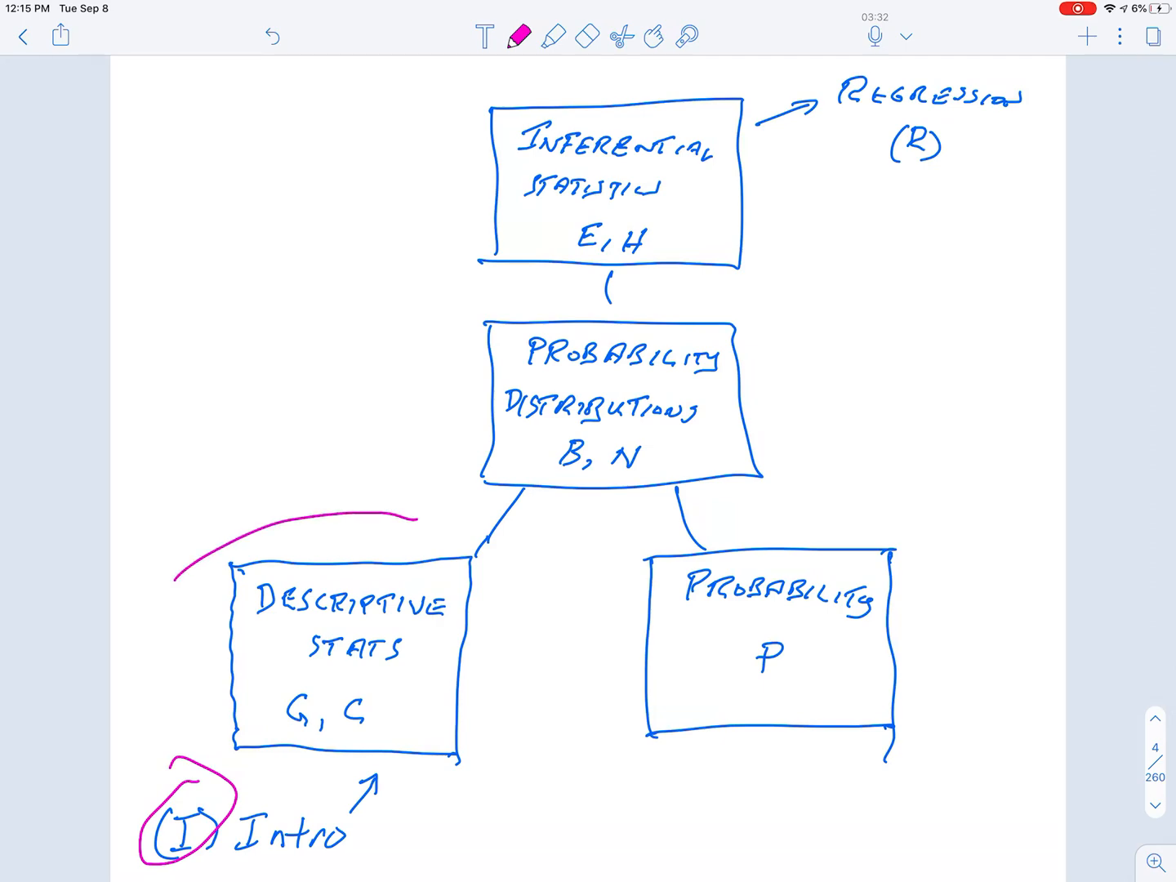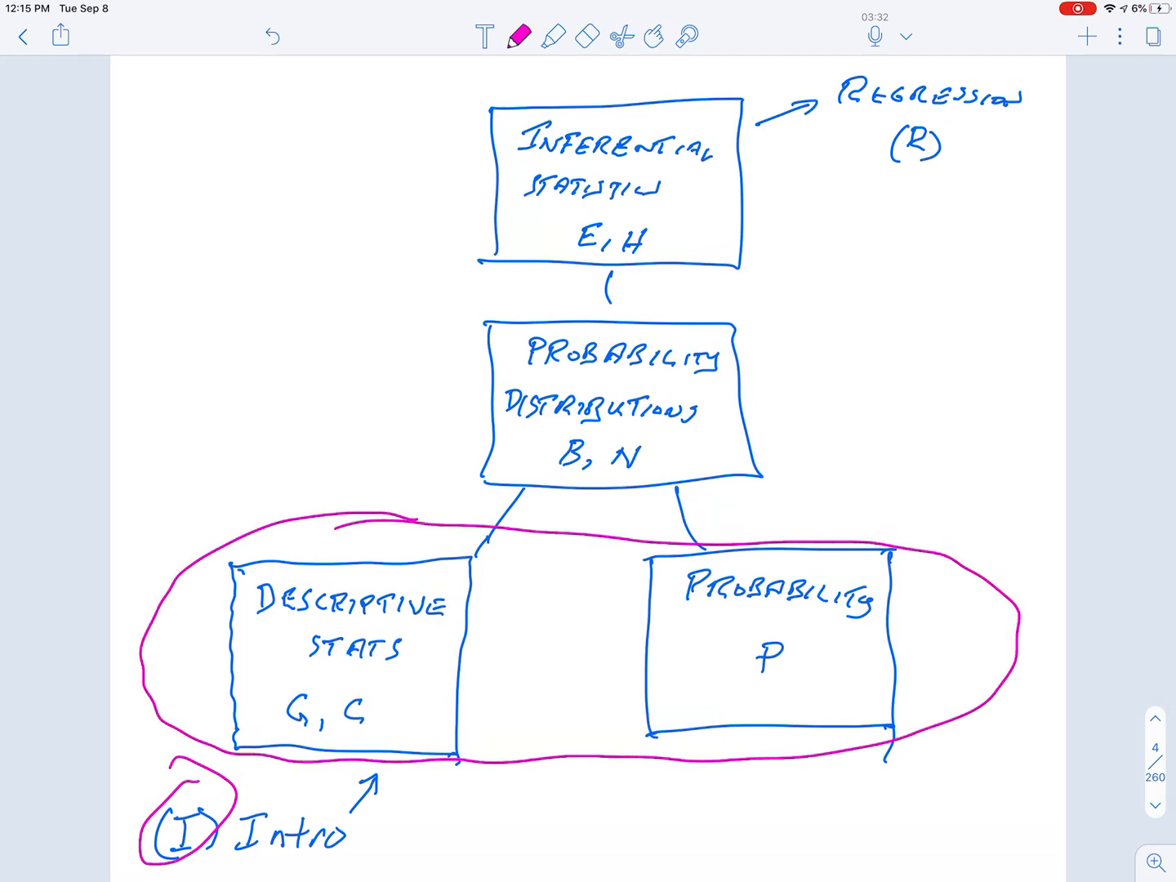And then we've got some building blocks here. And so the first one here is Descriptive Stats, which we'll be jumping into right away. And it's got 2 units, units G and C. G is for graphs and tables, and C is for measures of centrality and dispersion, how we describe numbers. And then we're going to jump over to another branch of mathematics called probability, so that's unit P. Those two are going to go together, though, to bring us to probability distributions. And we'll be looking at 2 probability distributions, units B and N.